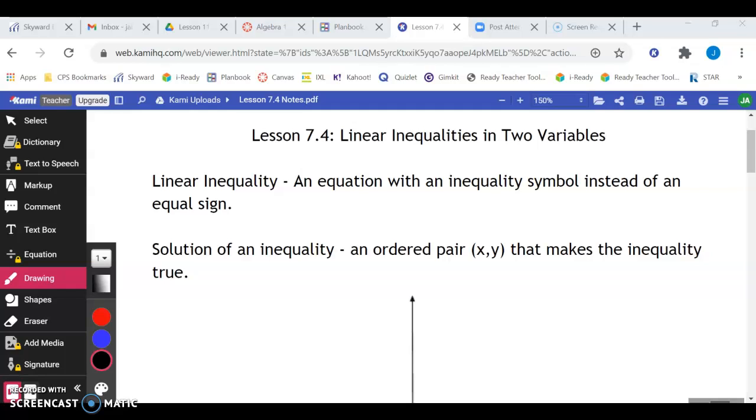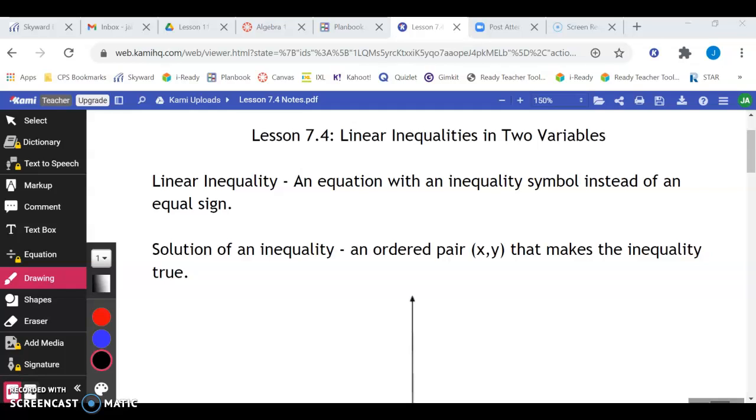We are going to take a look at linear inequalities in two variables today. We've been spending a lot of our time on linear equalities, so linear equations. Now we're going to take a look at inequalities. A linear inequality is just like an equation, except it has an inequality symbol instead of the equal sign. So the is less than, is greater than, or equal to, those types of signs.